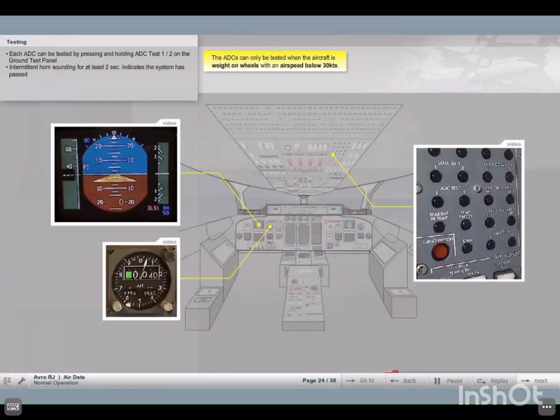Test. Each ADC can be tested from the ground test panel using its associated test button, ADC Test 1 or ADC Test 2. Pressing and holding the relevant test button will cause the altitude to increase on the corresponding altimeter until after approximately 4 seconds the off flag is displayed, as well as the red speed, Mach and vertical speed annunciations on the corresponding PFD. The intermittent overspeed horn will sound for at least 2 seconds, indicating the system has passed.